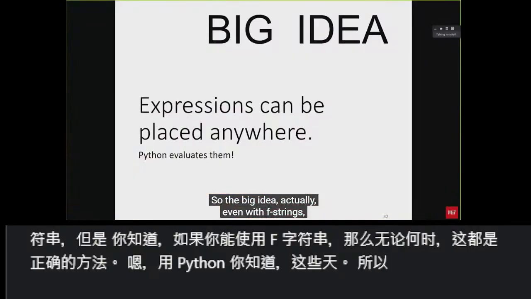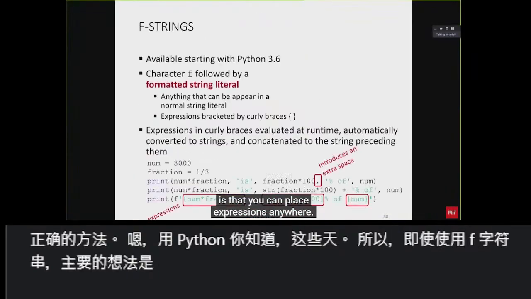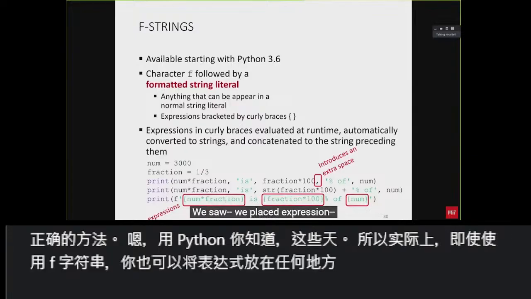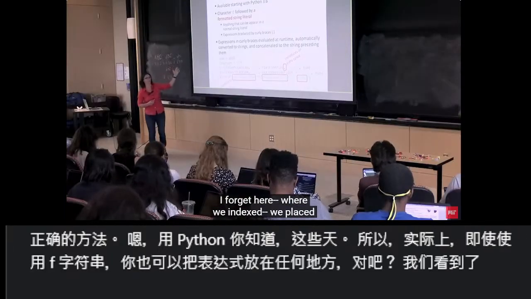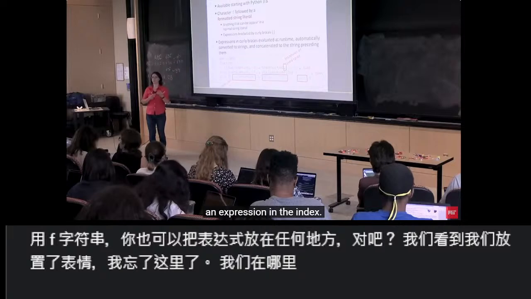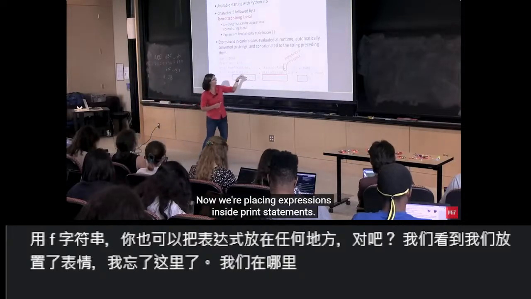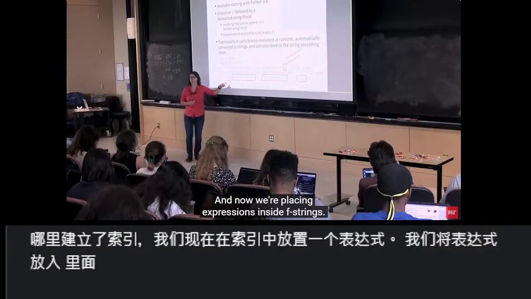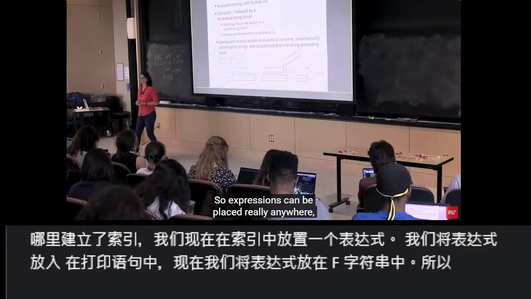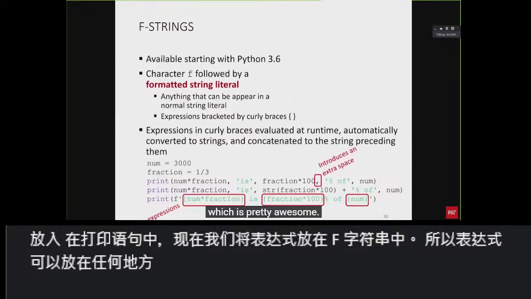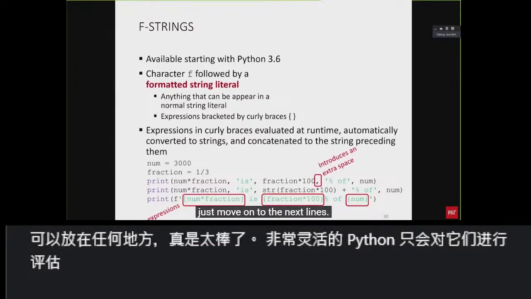So the big idea, even with F strings, is that you can place expressions anywhere, right? We placed an expression in the index, right? Now we're placing expressions inside print statements, and now we're placing expressions inside F strings. So expressions can be placed really anywhere, which is pretty awesome and very versatile. Python will just evaluate them and then just move on to the next lines.